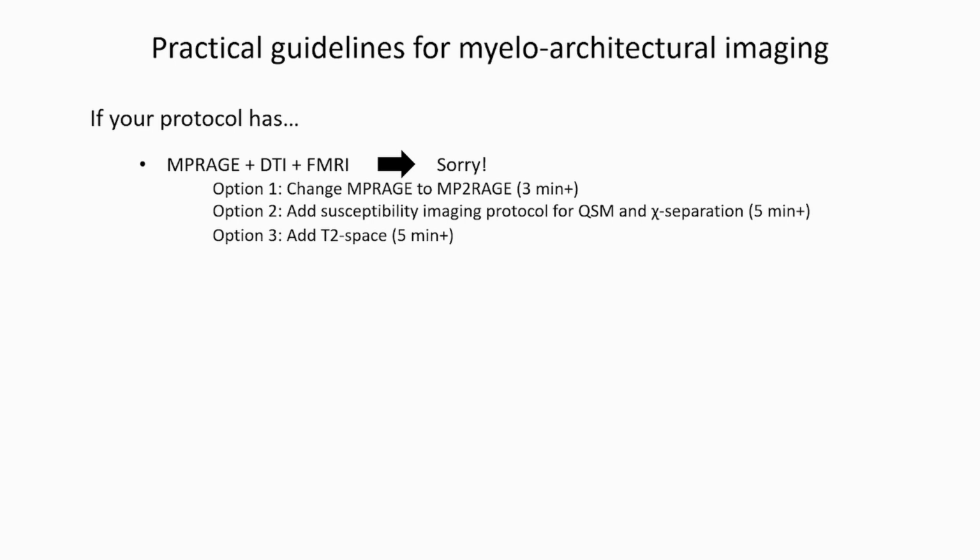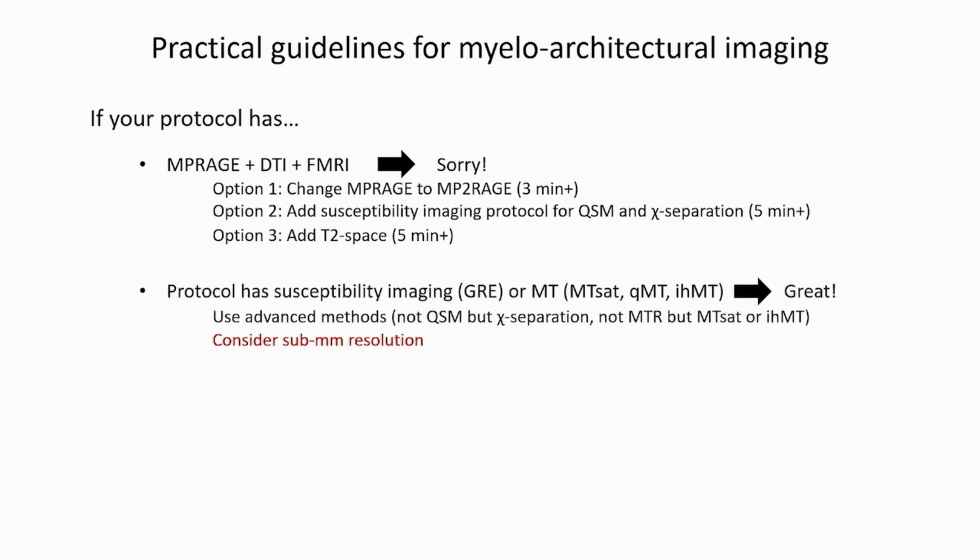Or you can do susceptibility imaging, adding 5 more minutes to get a nice QSM result and more. And you can also do T2 SPACE for another 5-minute scan, and you can get this ratio. If your MR physicist did a great job and added susceptibility imaging or MT imaging, then you're good to go. Try to use the more advanced one, not the old one, as the old technology tends to have complications. And try to get to higher resolution. As the cortex is really thin, you need the resolution to see it well. If you're doing MPM, that's great. You have 3 options to analyze the myelin.